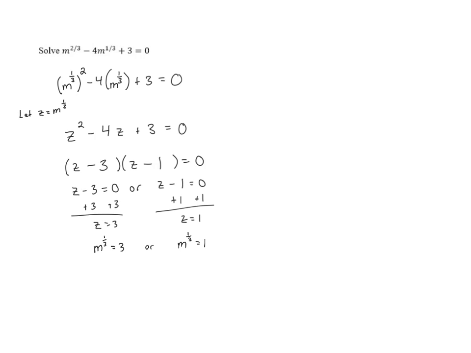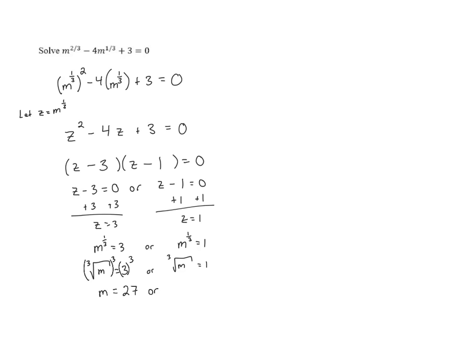And we know that having an exponent of 1/3 is the same as having a cube root. So this is the cube root of m equals 3, or the cube root of m equals 1. And to solve an equation where our variable's inside a cube root, we can get rid of that cube root by cubing both sides. So here, when we cube the cube root of m, we're just left with m. And on the right, 3 cubed is 27.